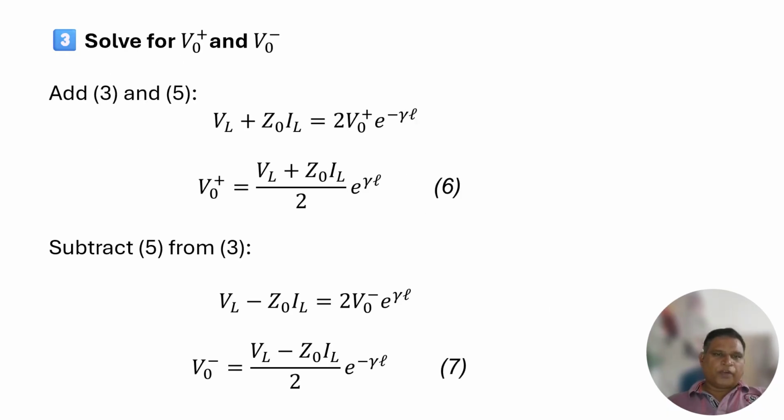Now solving for V0 plus and V0 minus, by adding equation 3 and equation 5, you will get V0 plus is equal to VL plus Z0 IL divided by 2 e power gamma L. Similarly, subtracting equation 5 from equation 3, we will get V0 minus is equal to VL minus Z0 IL divided by 2 e power minus gamma L.